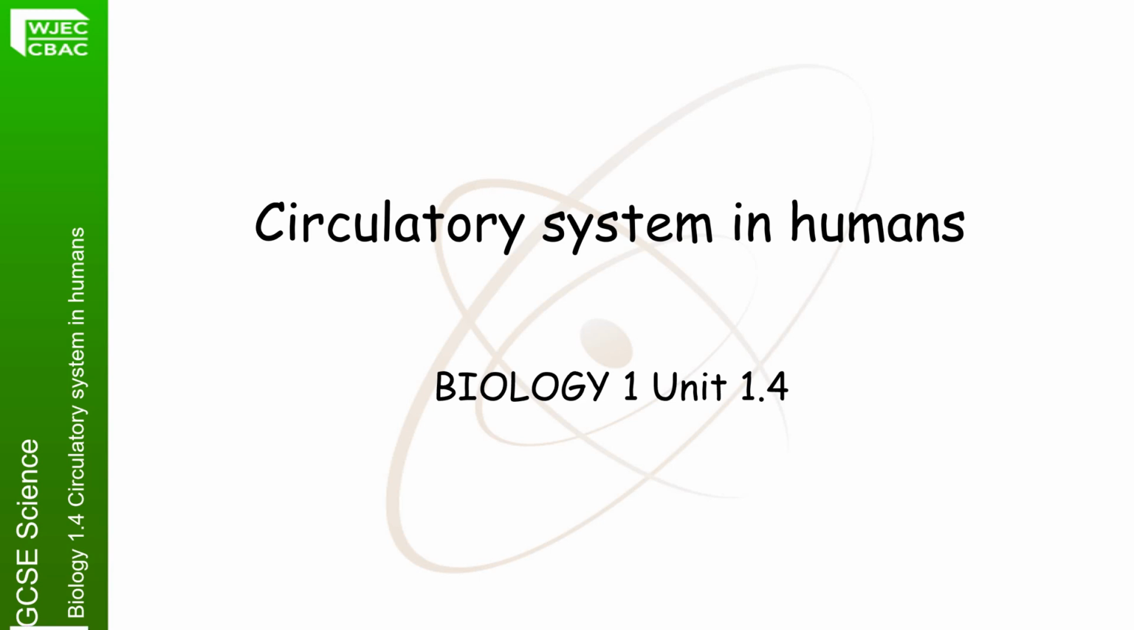Hello Year 10. This is the fourth booklet and the fourth unit that we're going to be starting on. It's called B1.4 Circulatory System in Humans, and it's all about the heart and the blood vessels and the blood. Hopefully by now you will have received the B1.4 Circulatory System in Humans booklets.